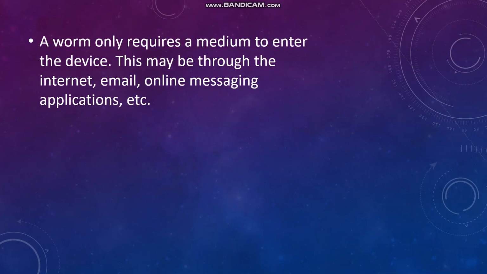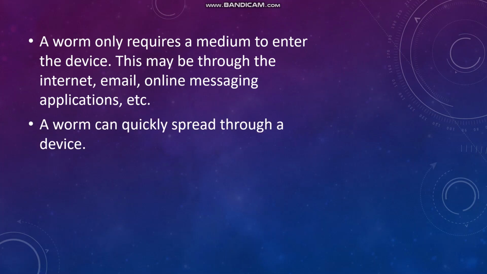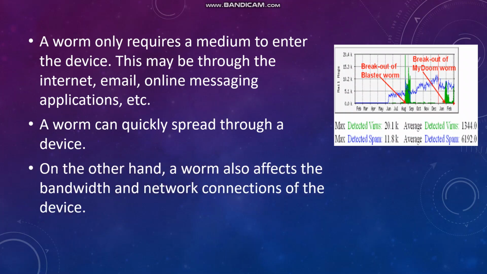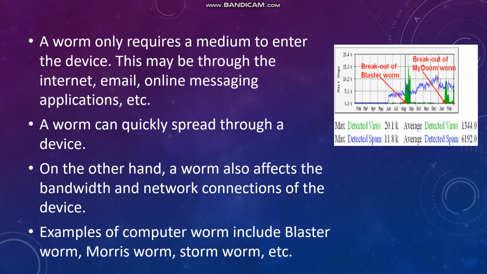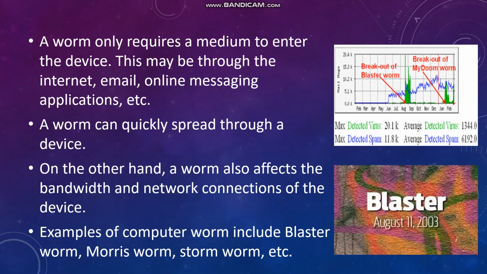A worm only requires a medium to enter the device. This may be through the internet, email, online messaging, applications, etc. A worm can quickly spread through a device. On the other hand, a worm also affects the bandwidth and network connections of the device. Examples of computer worm include Blaster worm, Morris worm, Storm worm, etc.